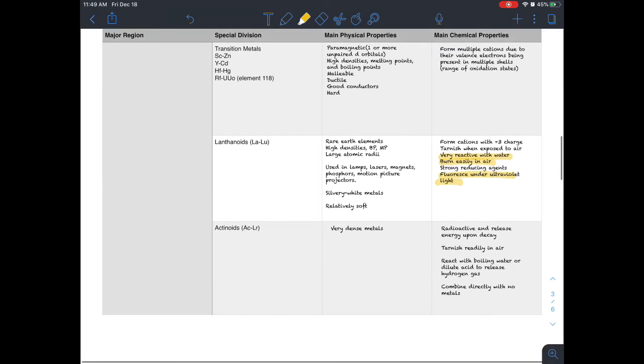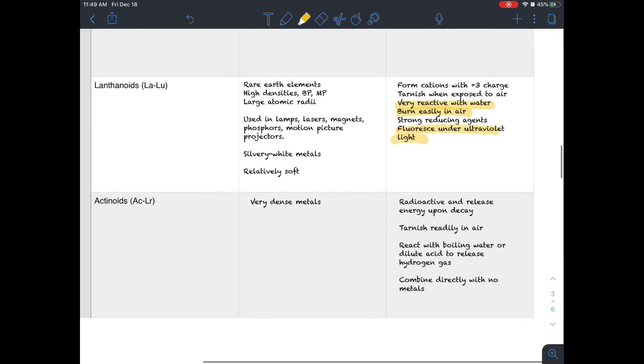And then the last ones, the actinoids, these are going to be very dense metals, and that's the key physical property I think that we really need to know. They're radioactive and they release energy upon decay. If you look at that row, it's actinium, thorium, uranium, neptunium, plutonium. As you're reading across those, some of those probably sound very familiar in terms of radioactivity.